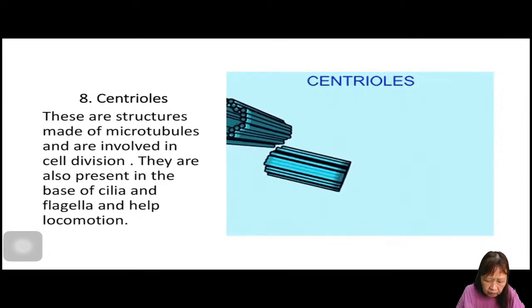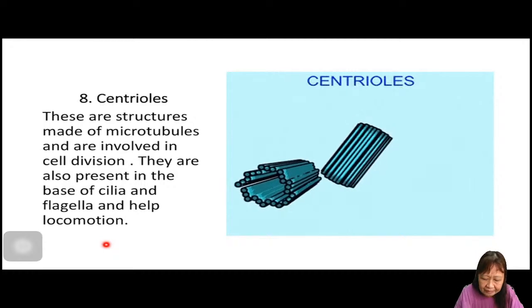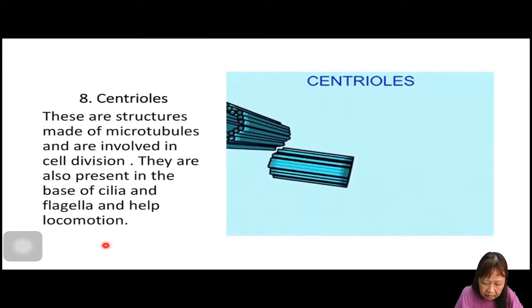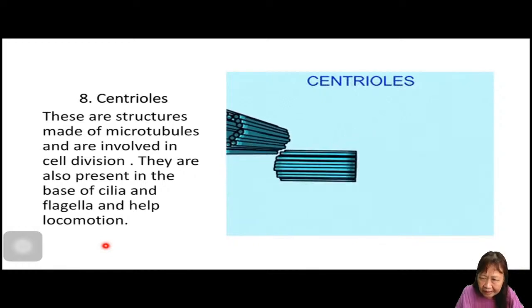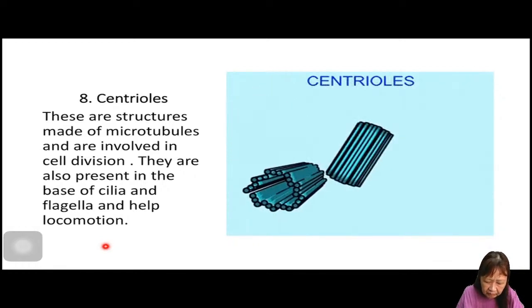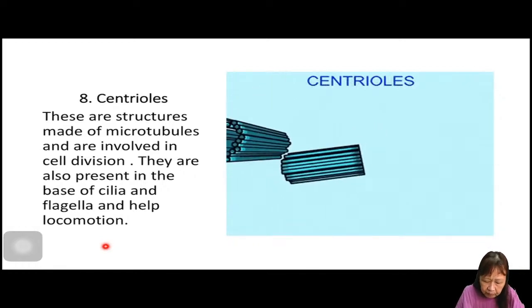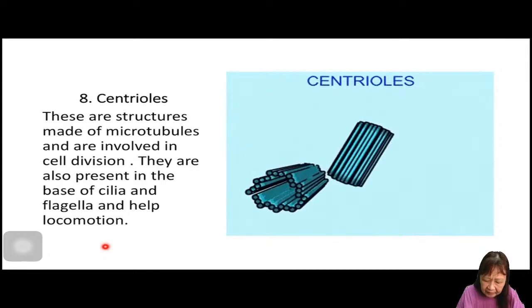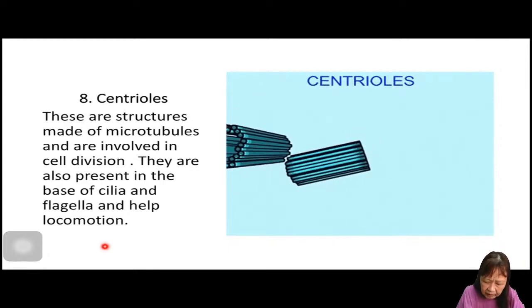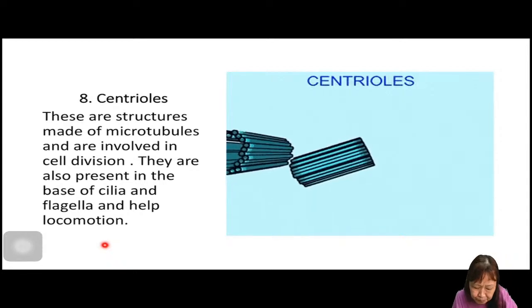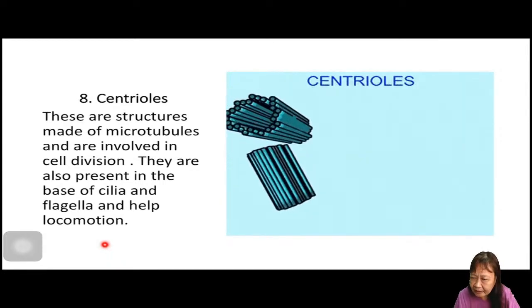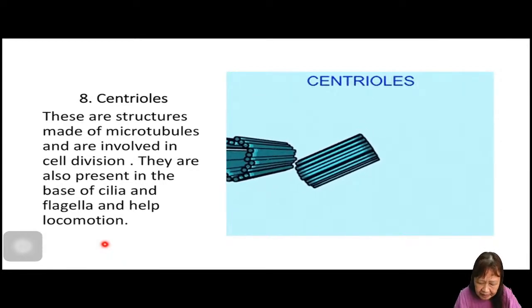I do not know if you're familiar with this one. These are what we call centrioles. They are like tiny tubes that are grouped together and they are involved in cell division. Now, if you are familiar with the flagella and cilia, can you tell me in what organism we can find the cilia and flagella? Can you give me an example?